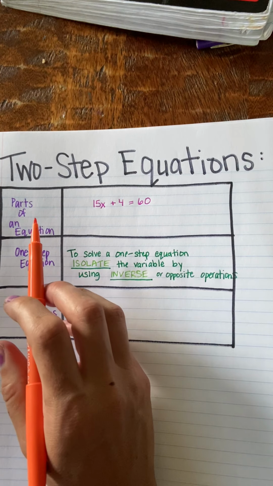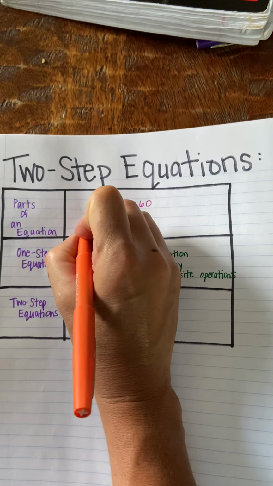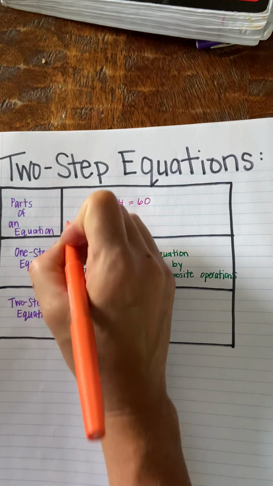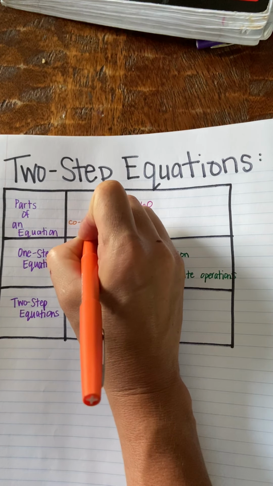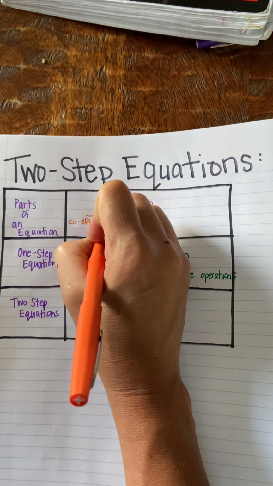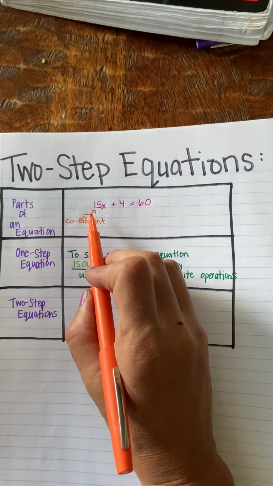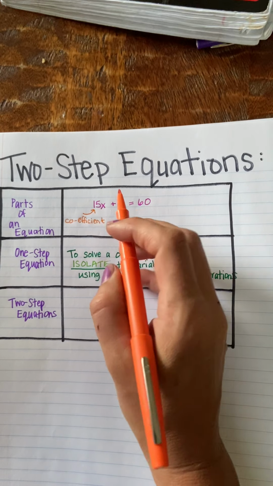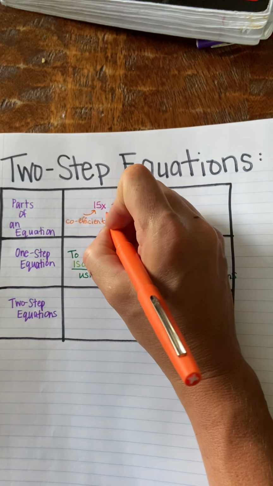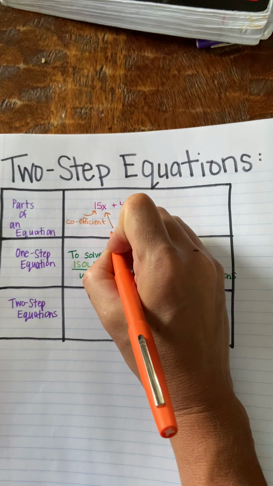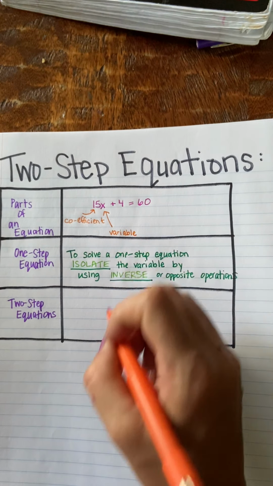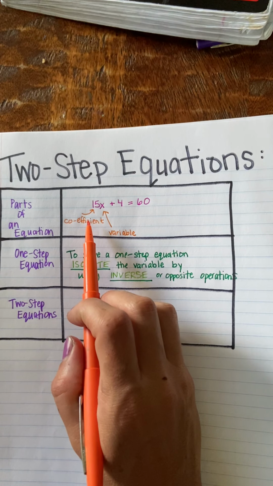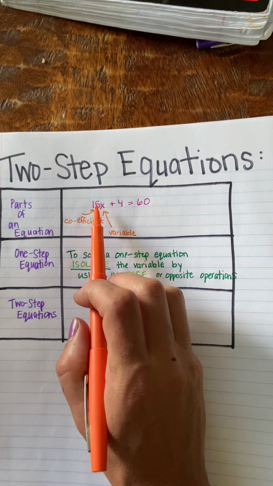So let's talk about parts of an equation. What parts do we have? Well, we have this number, which is called a coefficient. This is the number that is multiplied by the variable. So we talked about the variable. Okay, so a coefficient is the number multiplied by the variable.